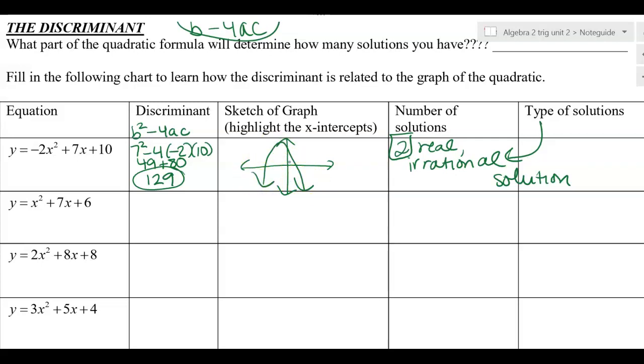I just want you to understand that I know which way it's going, and I know it crosses the axis twice. I didn't do any arithmetic to actually figure out any points here. I'm just understanding basic structure.